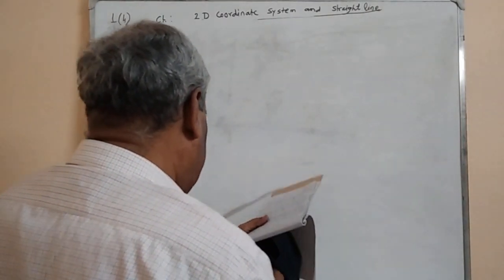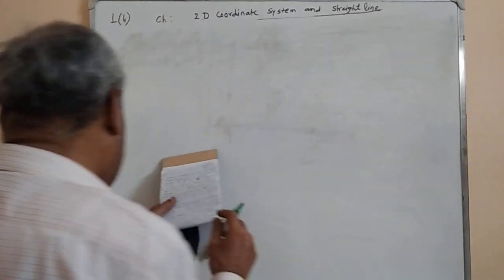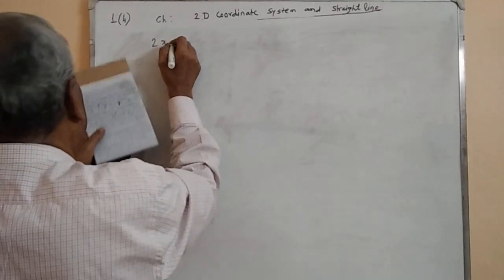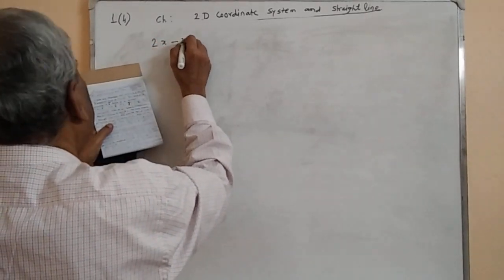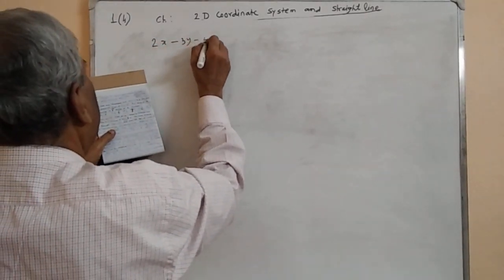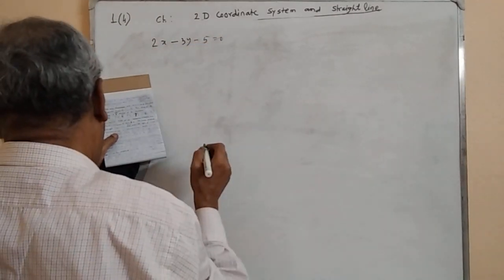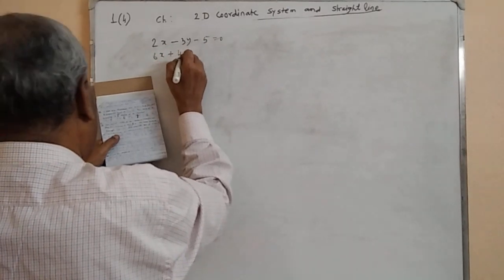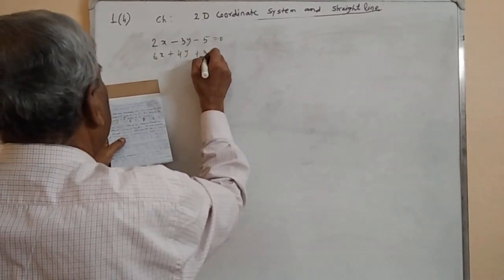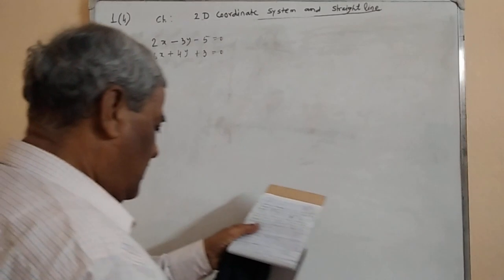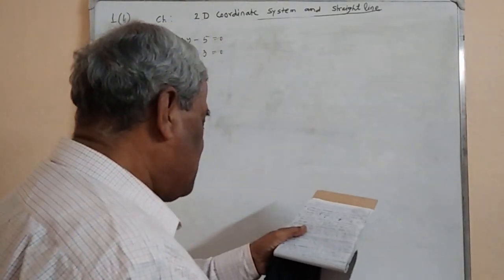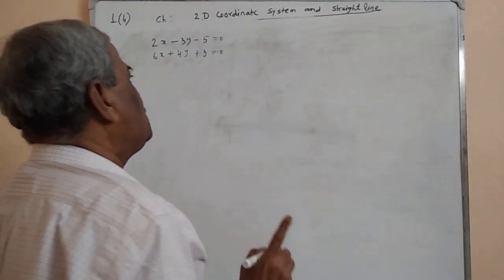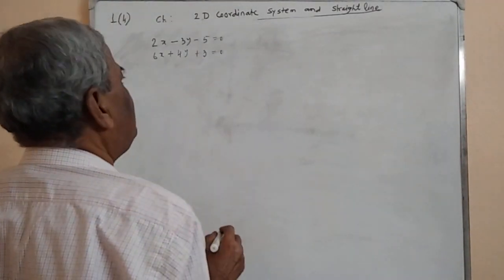So number 1, find the bisector of the angle formed by 2x minus 3y minus 5 is equal to 0 and 6x plus 4y plus 3 is equal to 0, which contains the origin.